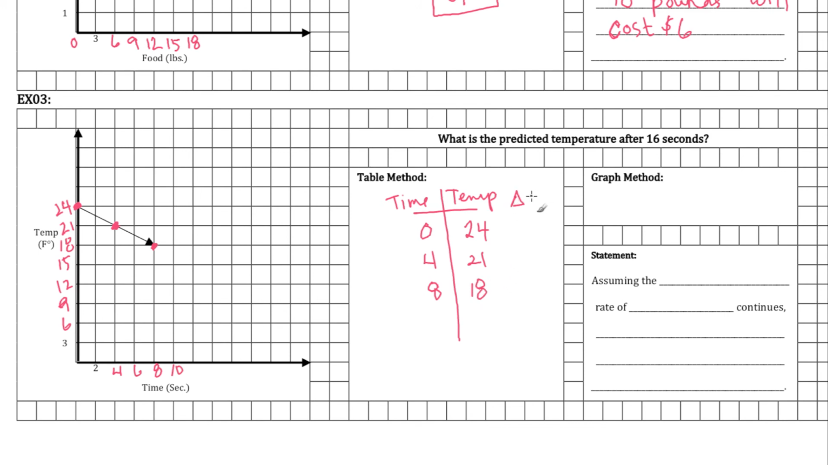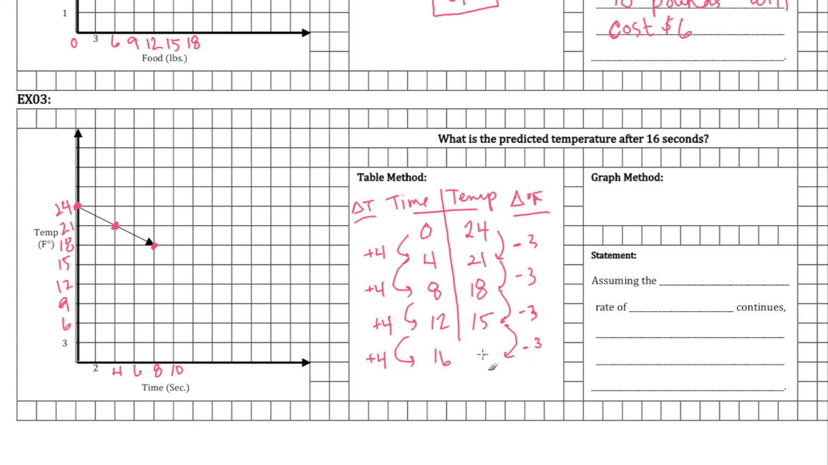And change in degrees Fahrenheit, and we'll put change in T for time here. So this is a decrease of 3, and the time increased by 4. We're trying to get to 16 seconds, so plus 4 is 12, and then plus 4 is 16. And this is minus 3, minus 3. So 18 minus 3 is 15, minus 3 is 12. That's my solution.